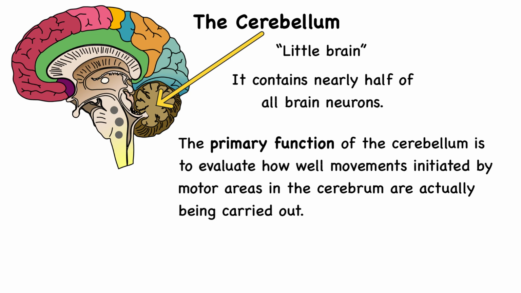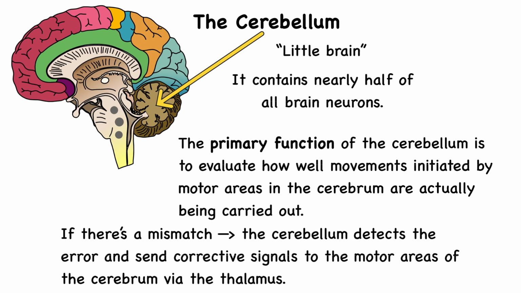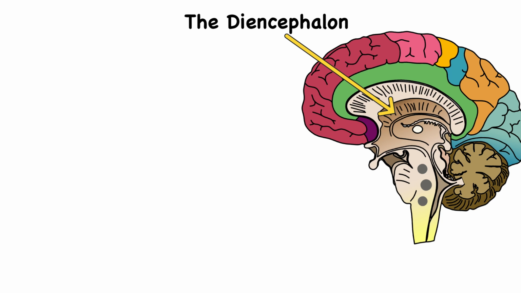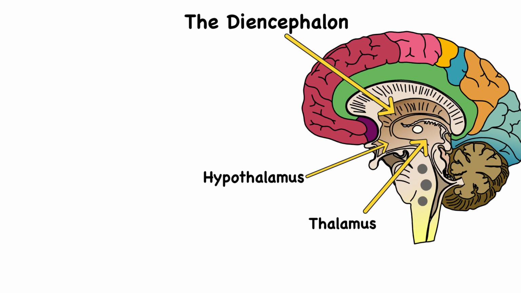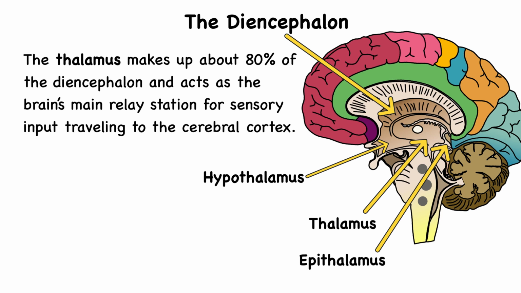If there's a mismatch, say you reach for a cup and miss slightly, the cerebellum detects the error and sends corrective signals to the motor areas of the cerebrum via the thalamus. This ensures smooth, coordinated movement, proper muscle tone, and balance. The diencephalon sits between the brainstem and the cerebrum and includes the thalamus, hypothalamus, and epithalamus. The thalamus makes up about 80% of the diencephalon and acts as the brain's main relay station for sensory input traveling to the cerebral cortex.